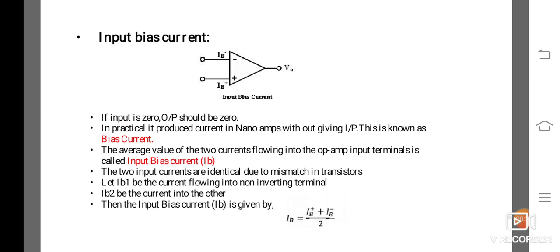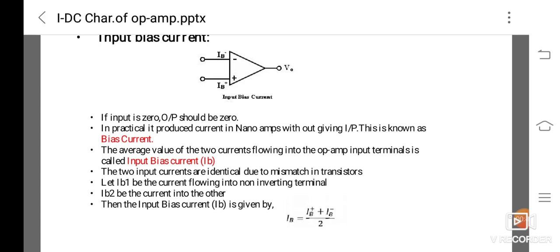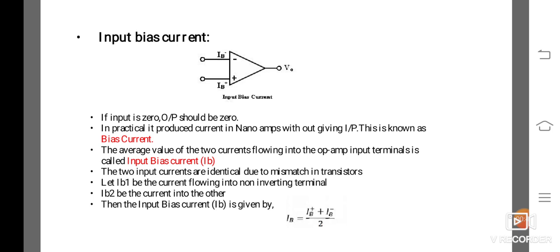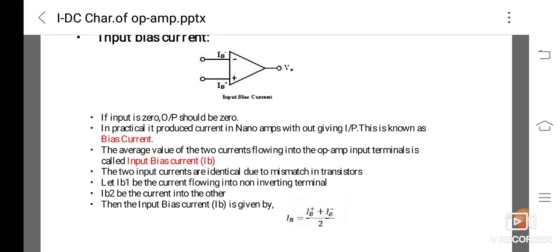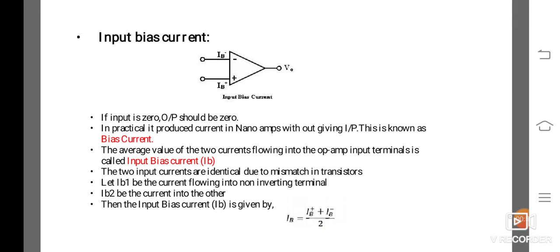Here in the input bias current, let us take the op-amp. This is the diagram of the op-amp, and we know that we have two inputs, the inverting terminal and the non-inverting terminal. The current to the inverting terminal is given as IB minus, and the current to the non-inverting terminal is given as IB plus. And it gives the output as V0.